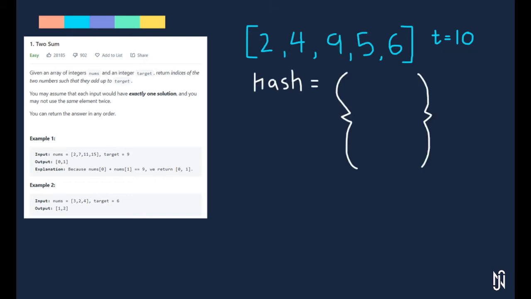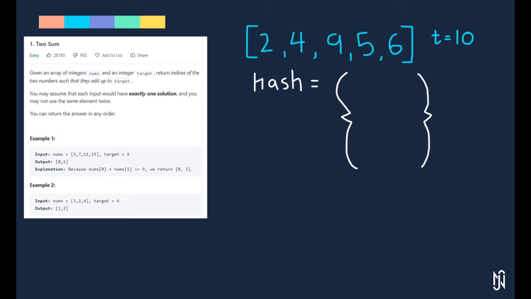So to get the answer with just one loop, we want to instantiate an empty object, and we're going to call it hash. And what we're going to do with this hash is store each value as we pass through it in our loop. So we don't have to loop through it again.